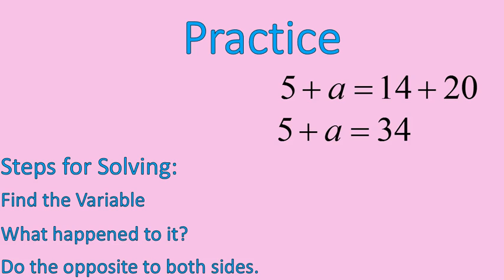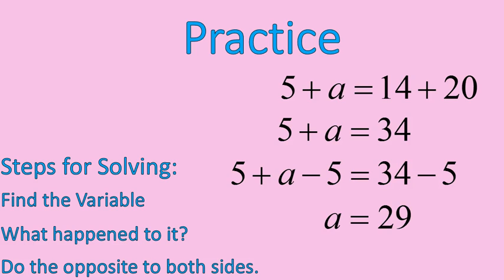14 plus 20 is 34. Now I'm going to solve using the steps that are listed on the left. Where is my variable? a is my variable. What is connected to a, or what happened to a? Plus 5. So to get rid of the plus 5, I am going to subtract 5 from both sides of this equation. That gives me a by itself on the left, because 5 minus 5 is 0. And 34 minus 5 leaves me with 29. So a is equal to 29. In other words, 5 plus 29 equals 14 plus 20.